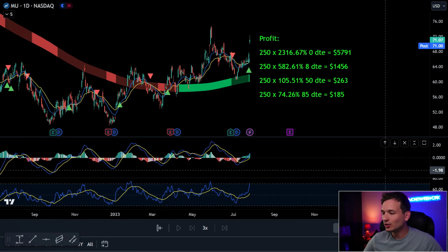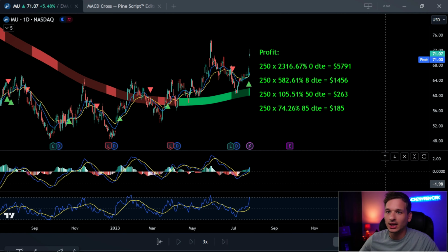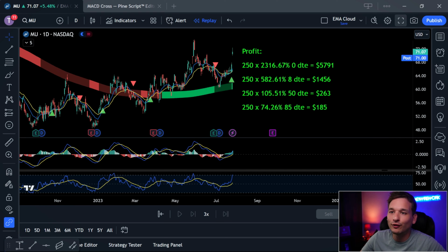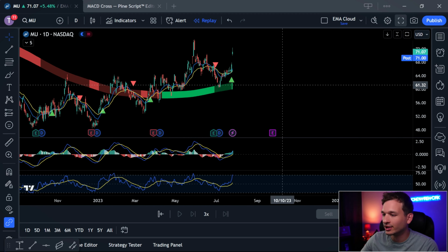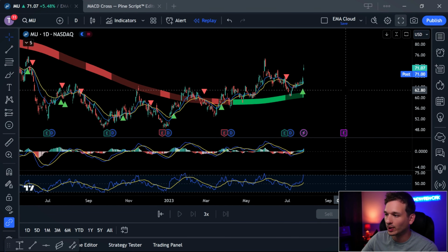Now, if you actually were just going long on it, it did actually end up 5.48% on the day. So how did I know to call this trade out? Well, let's just run through it very quick.